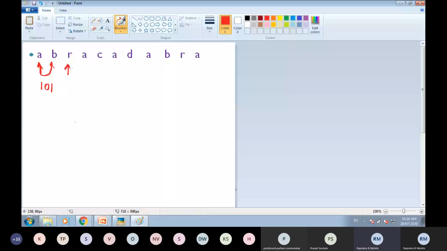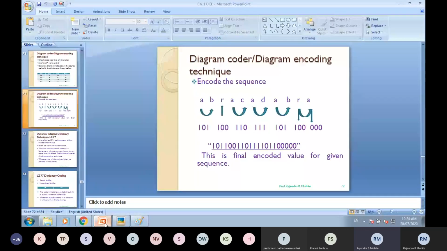The code is 100 for R. Moving towards the next, it is A. A is already present. Moving towards the next, it's AC. Is AC present in the previous table? No, AC is not present.